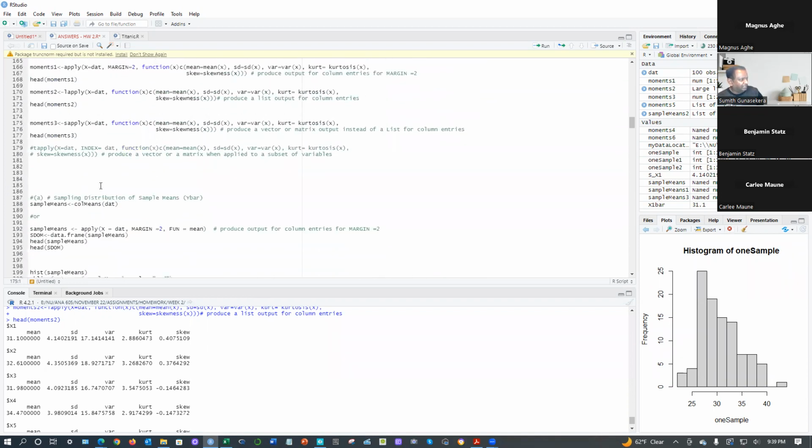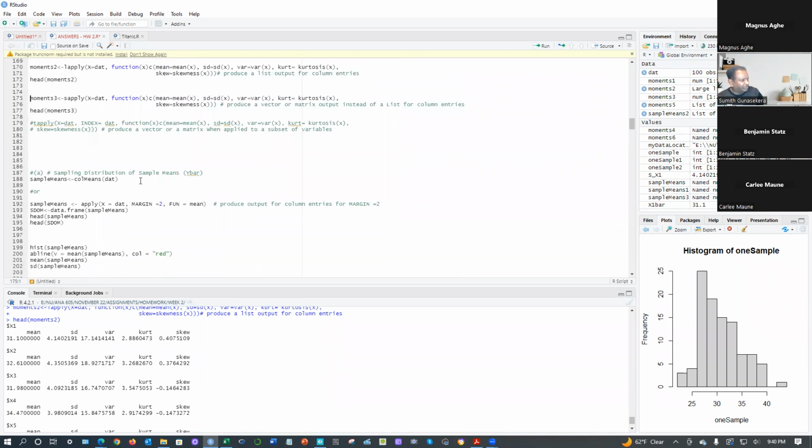Anyhow, for question number 1, whatever you got there, I'm going to go ahead and use colMeans for my convenience. It's not the only way to get this. I'm going to call the column means sample means. I'm not simulating, so I cannot use the simulated SDOM. I can use that one later if you want.